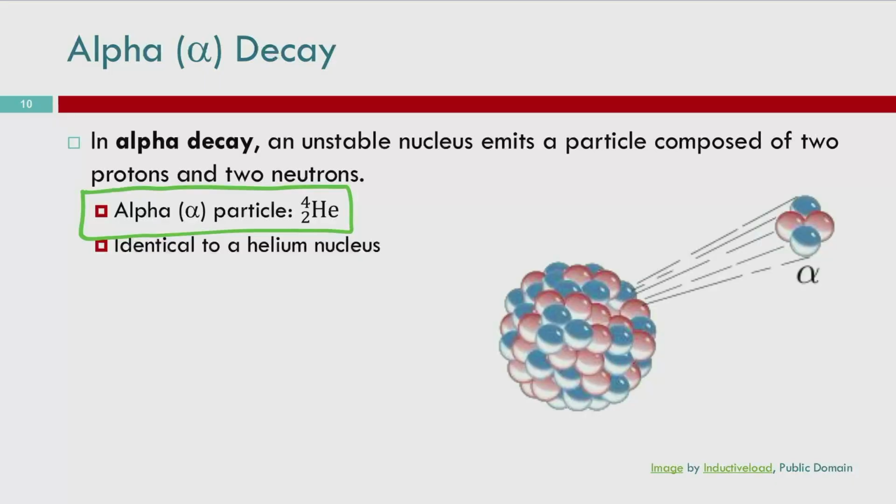Since a helium nucleus contains 2 protons, that's what the 2 is for, and 2 neutrons. And 2 plus 2, as we know, is 4. So that's why it's 4/2. 4 is the total count of protons and neutrons, and a 2 for 2 protons. The symbol is He because it's helium, and that's our symbol for helium. And that's our alpha decay.